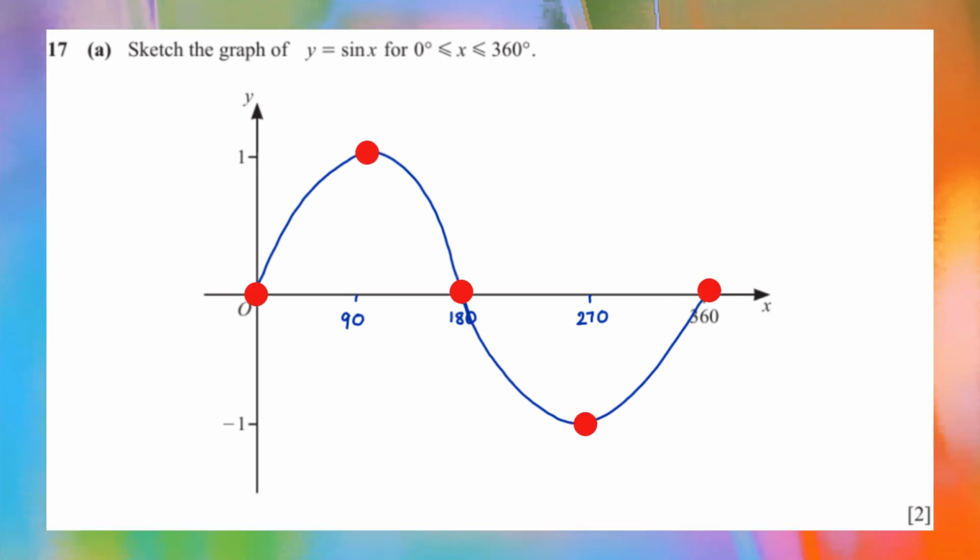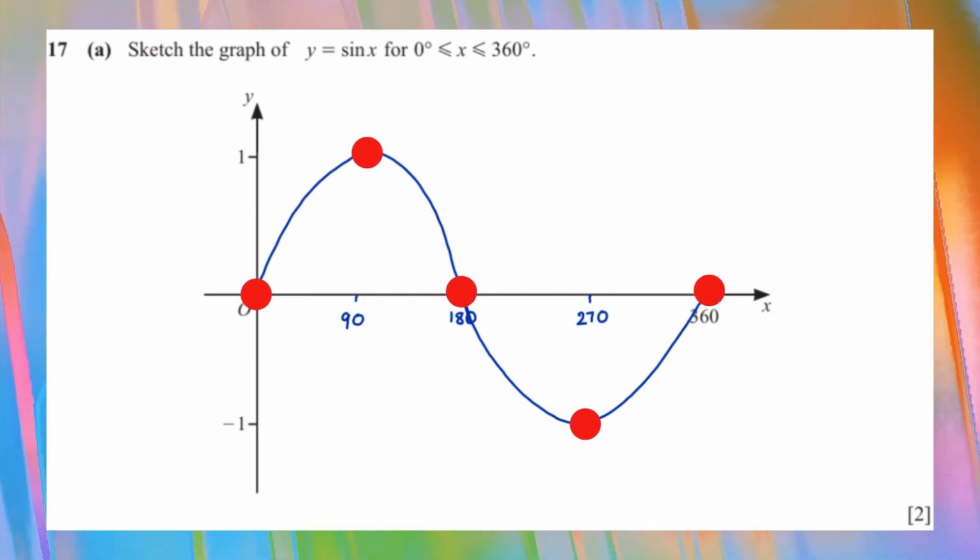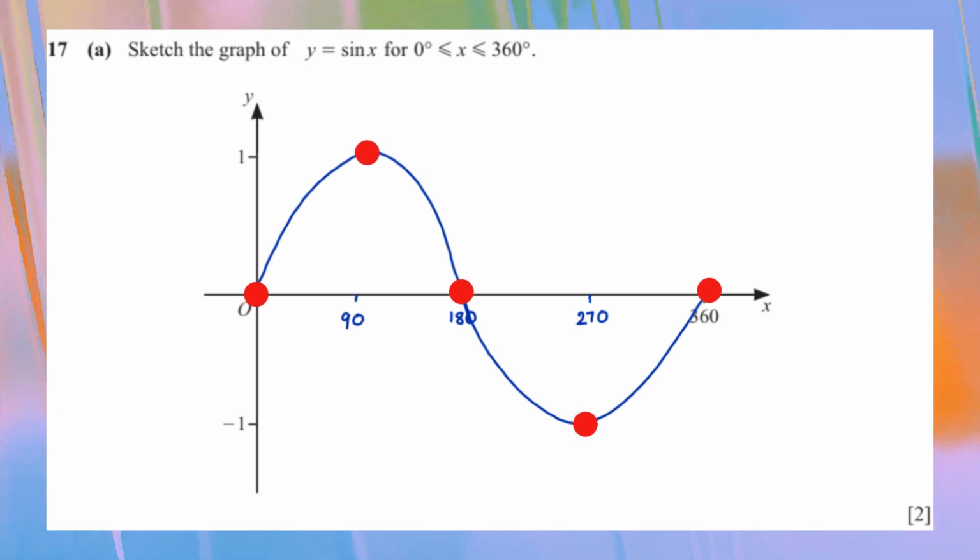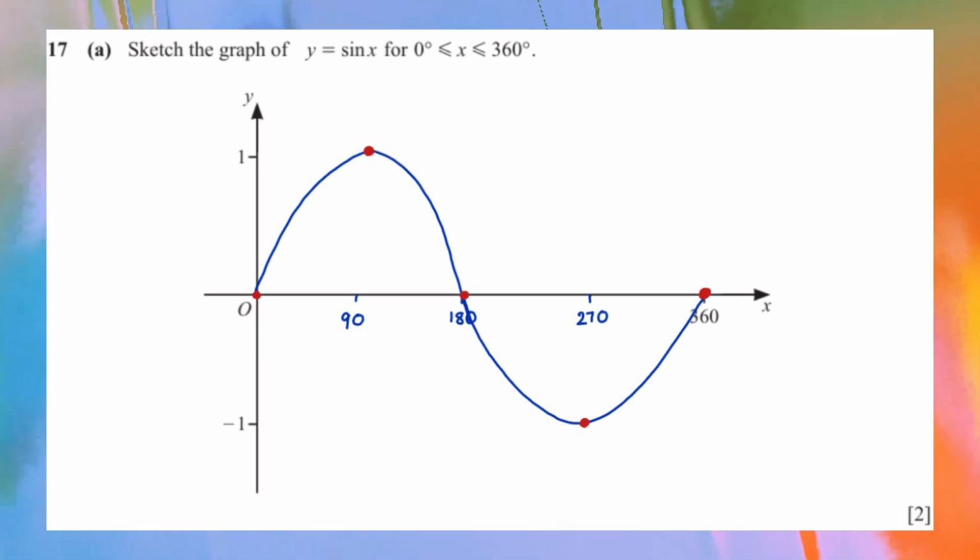Now, we can simply plot these points, like I have in red here, and draw the graph of y equals sine of x, with the graph going through the points we plotted. So, the answer is the graph I'm showing you here.